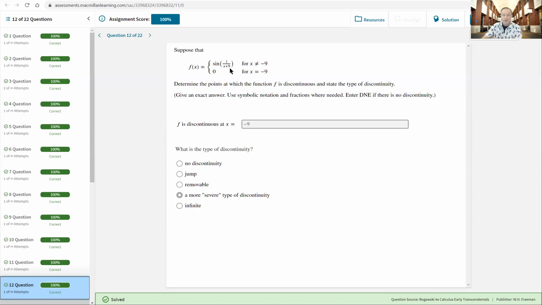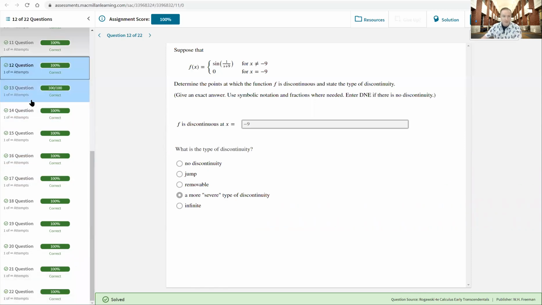So the fact that we tried to make f of x a piecewise function doesn't help. You're still going to have a discontinuity at x equals negative 9, and it's that severe type of discontinuity that cannot be handled. So it's not a jump or a removable or an infinite discontinuity. It's what we call a severe discontinuity.